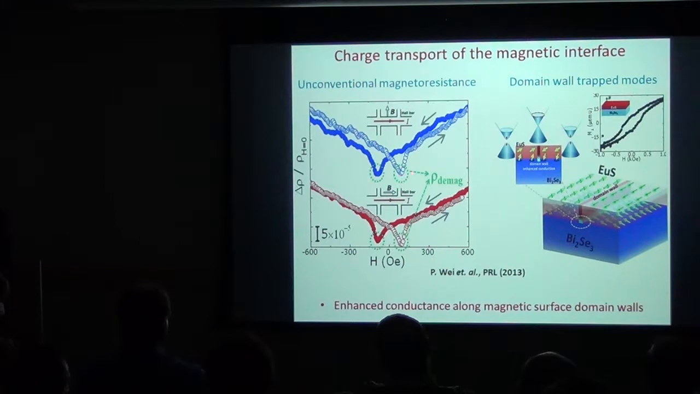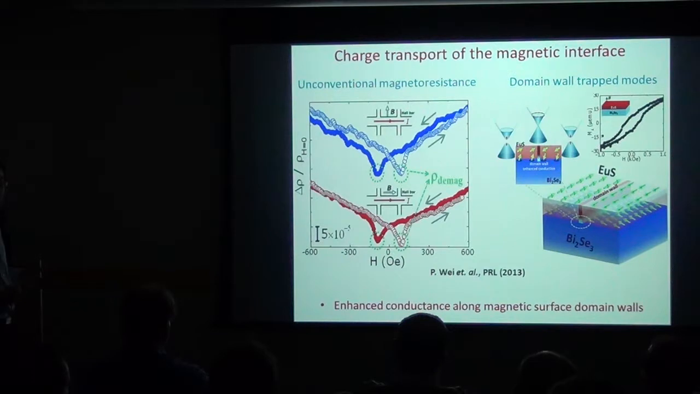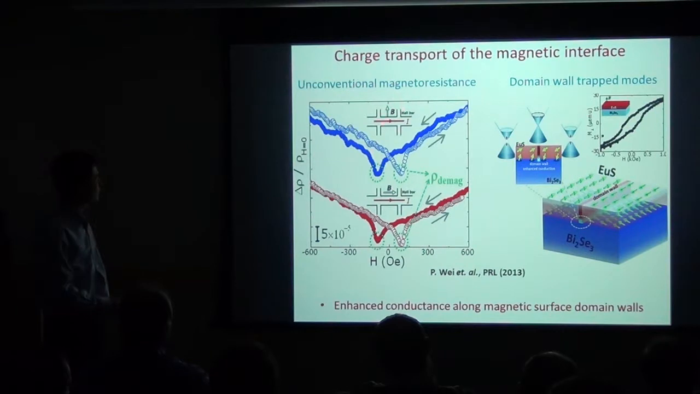And also another interesting thing is that we always see a minimum resistance whenever the coercive field of europium sulfide is reached. At the coercive field of a magnetic material, you will have the maximum number of domain walls. So naively thinking, a lot of domain walls will create a lot of scattering, which will make your sample more resistive. However, what we see is, no matter how we vary the magnetic field direction with respect to the current, we always see a minimum resistance when the domain wall density is maximum, which means there is enhanced conductance when a lot of domain walls exist.